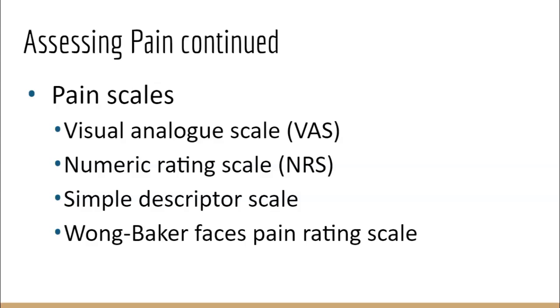The simple descriptor scale is basically linear. It doesn't have any pictures or anything, and it'll just have no pain, mild pain, moderate pain, severe pain, very severe pain, or worst possible pain. It doesn't have faces or numbers attached to it. It's just a simple description of pain.